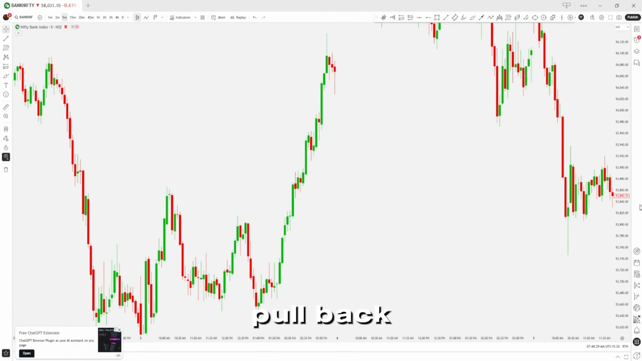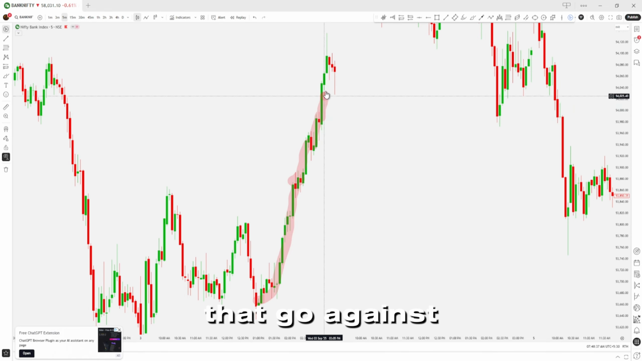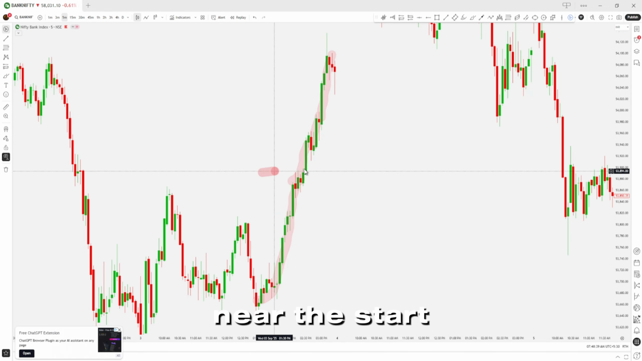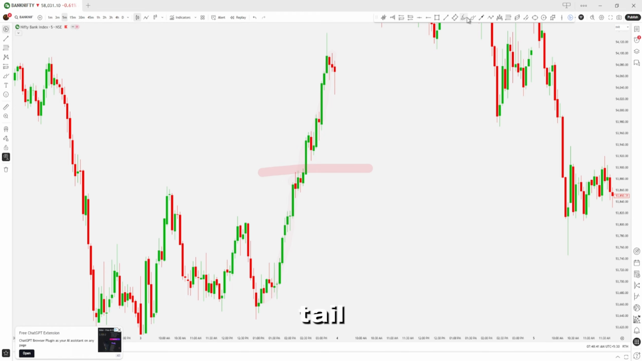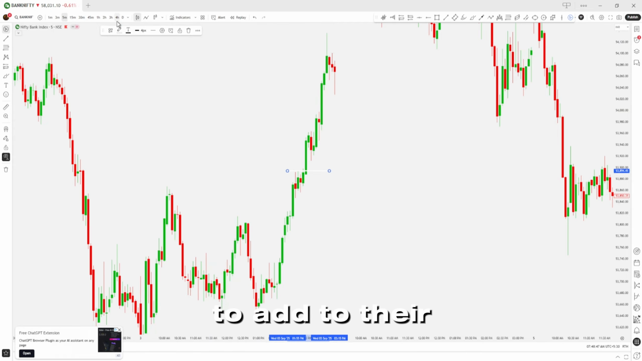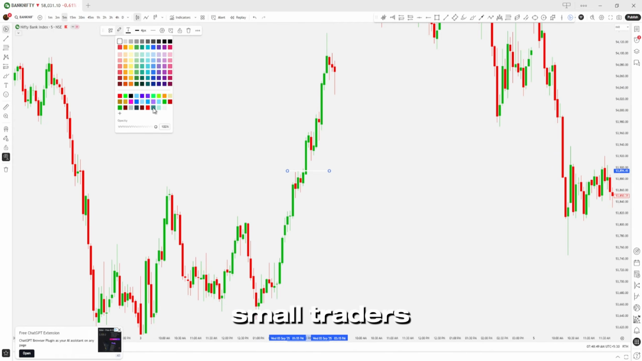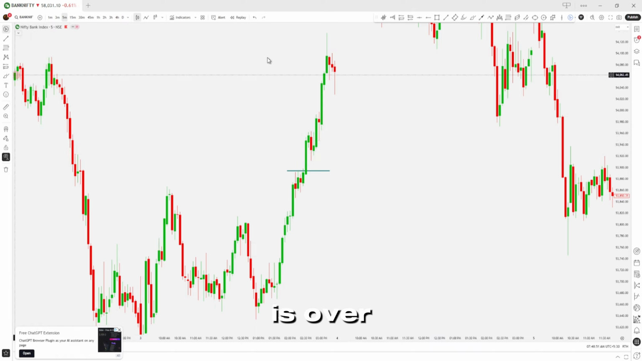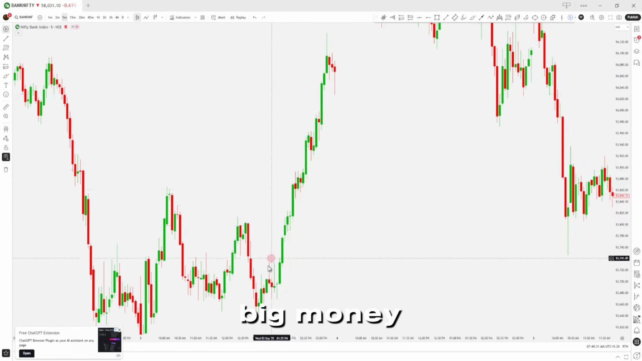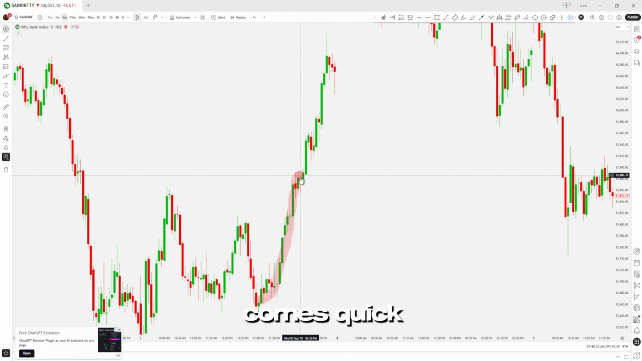The clean pullback entry is a simple dip in a trend that pulls back to a clear level and bounces right away. It's 1 or 2 candles that go against the trend, but close near the start of the pullback, with a small tail showing buyers or sellers stepping in. Why it works: big players use pullbacks to add to their side cheap, shaking out small traders who think the trend is over. Small traders sell the dip in an uptrend. Big money buys it, so the bounce comes quick.